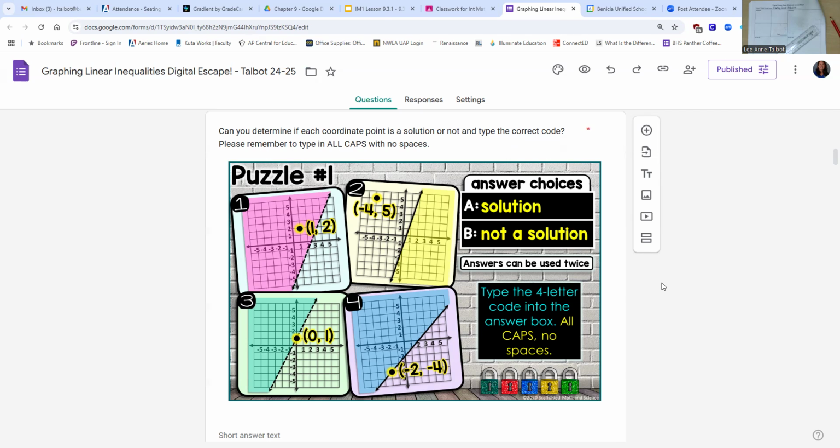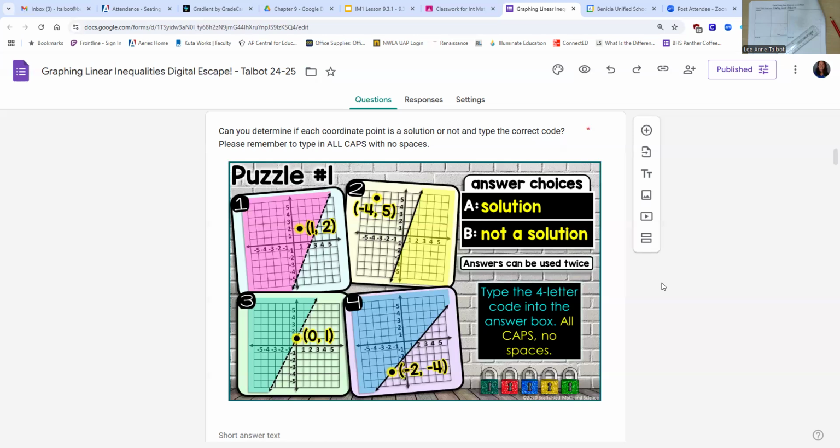Okay, so in your answer, you put A, yeah. Okay, B, or 2, is that a solution? No, it's not in the shaded part. So that's B, so it goes A, B, right?